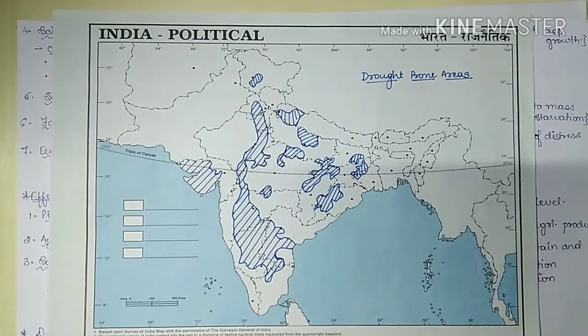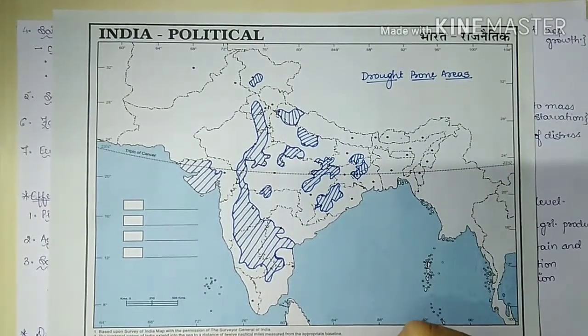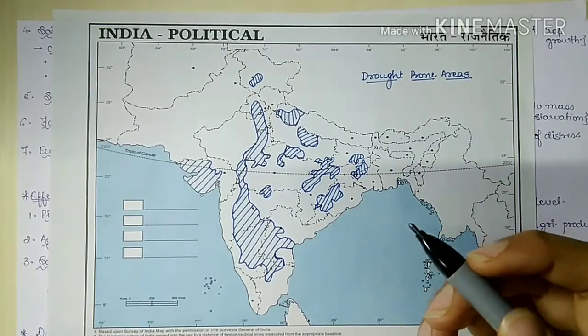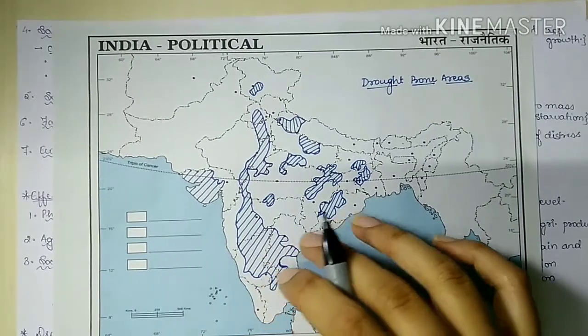and a drought year occurs when less than 75% of the normal rainfall is received. So a drought year occurs when the annual rainfall is less than 75%, and the chronic drought prone areas are where the chances of having a drought year are more than 40%. Normally, the drought prone areas are the areas where the chances of drought occurring are greater than 20%.